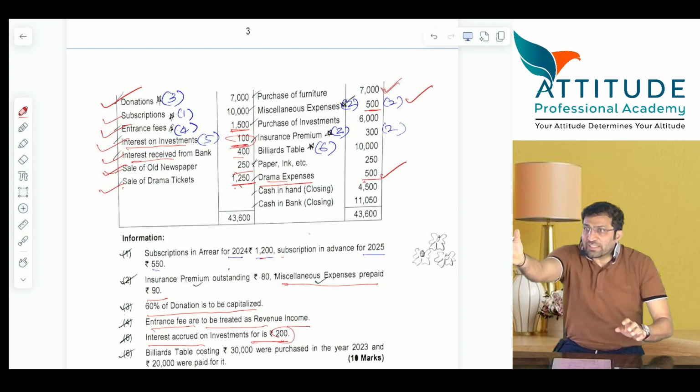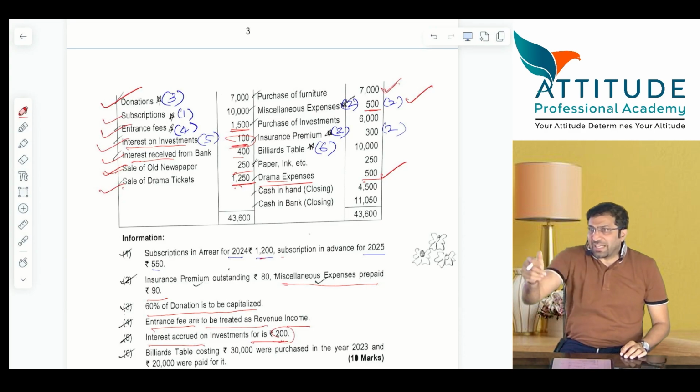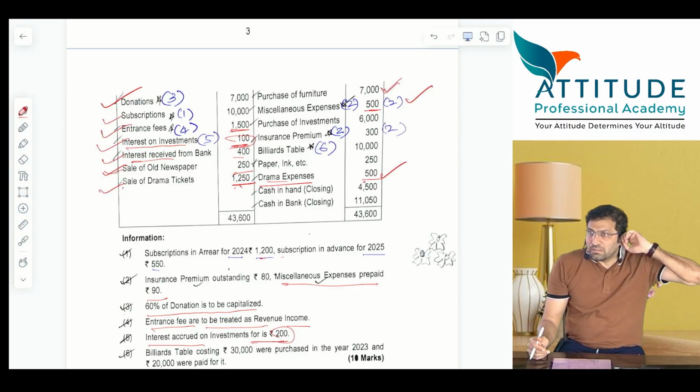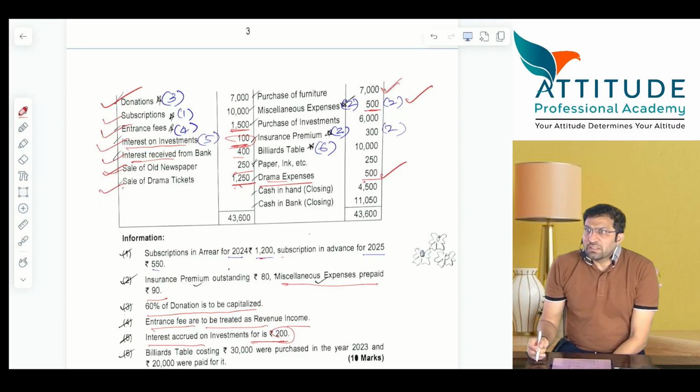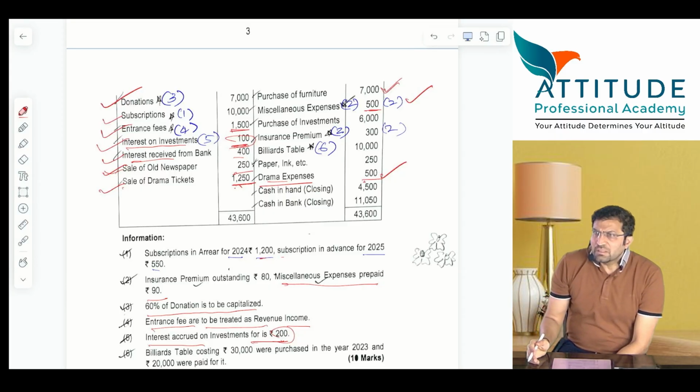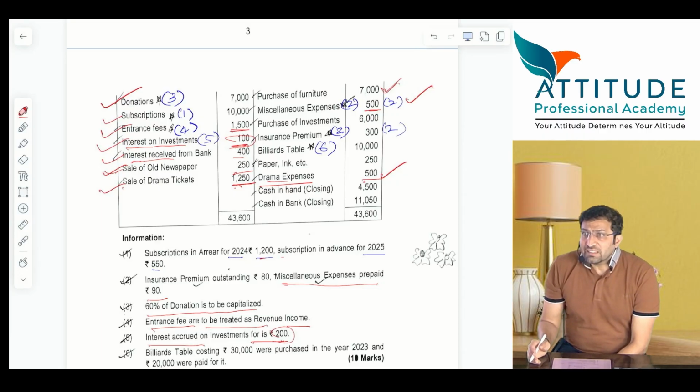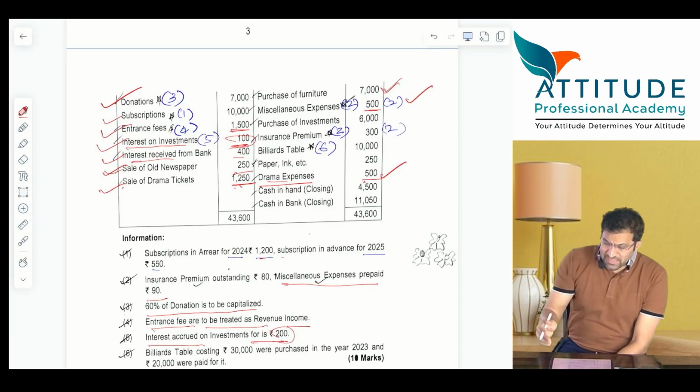ये यूजलेस फेलो, कैपिटल एक्सपेंडिचर हो. कैपिटल एक्सपेंडिचर बैलेंस शीट में आता है. ऑल कैपिटल एक्सपेंडिचर विल कम इन बैलेंस शीट यार. Land and building, income and expenditure में नहीं, फर्नीचर परचेज भी बैलेंस शीट में आता है. नेक्स्ट.